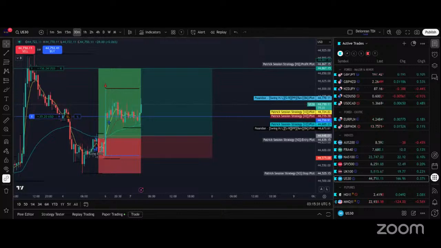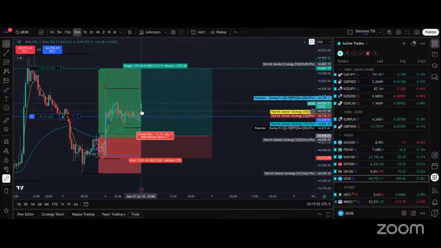About 30 seconds left to go. Actually, it's already 3:15. No immediate signals. Again, give it about 2 to 3 minutes. We'll see if there's any other signals to get into.